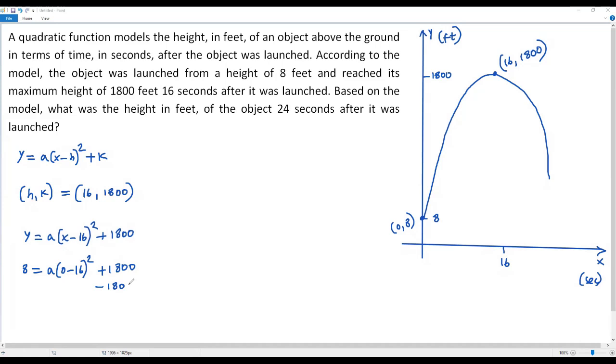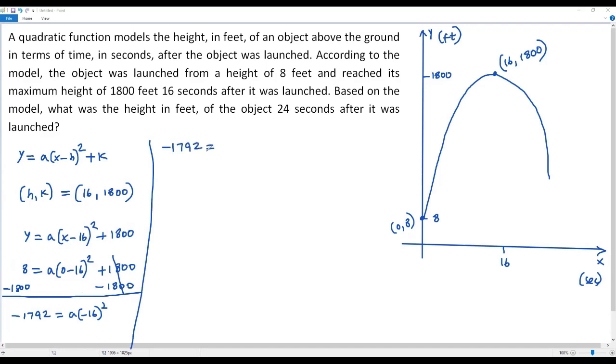Let me subtract 1800 from both sides of this equation. Then the positive and negative values will cancel out. When I simplify the left side, I'm getting -1792 equals a times (0 - 16)², which is a times (-16)². The evaluation of (-16)² is 256. So we have -1792 = 256a.